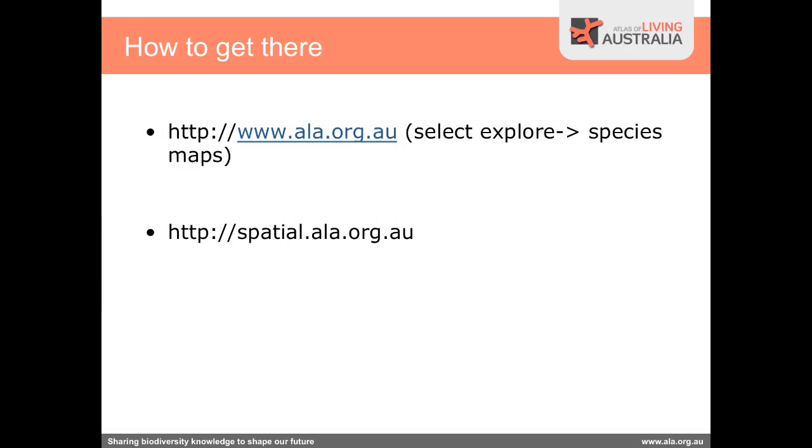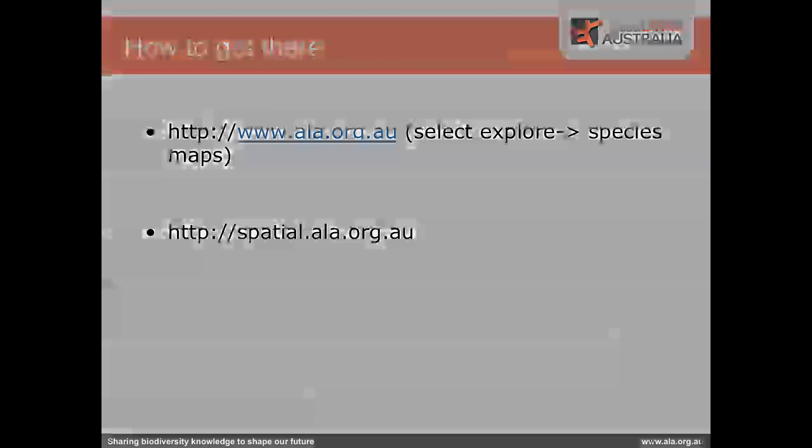There are two ways of getting to the Atlas of Living Australia Spatial Portal. The first is through the main website, www.ala.org.au. Select Explore at the top and then Species Maps. Alternately, you can visit spatial.ala.org.au. The portal is best viewed using Google Chrome, but will also work in Microsoft Internet Explorer and Mozilla Firefox.